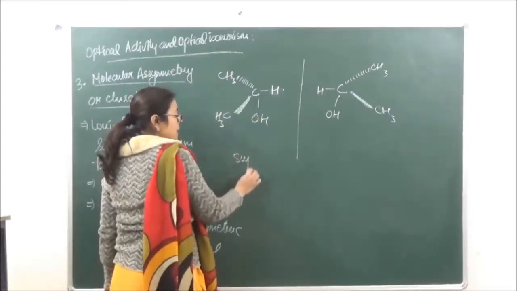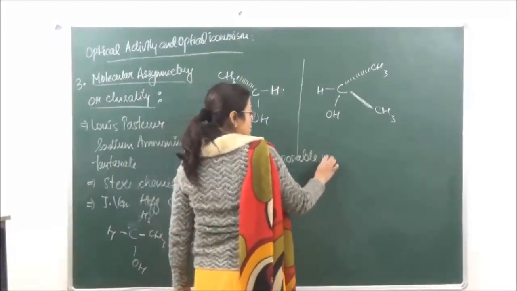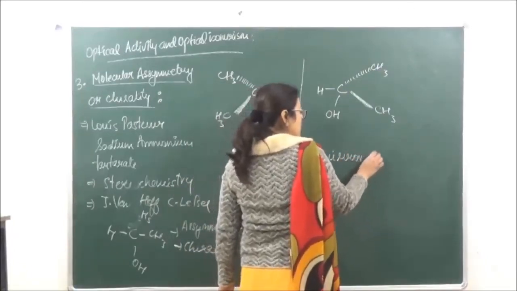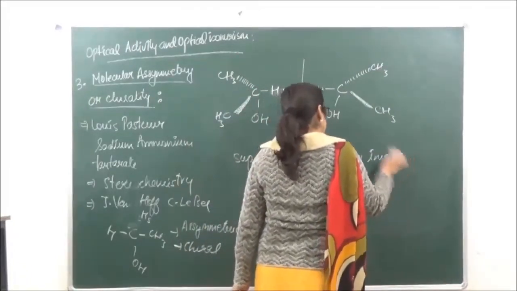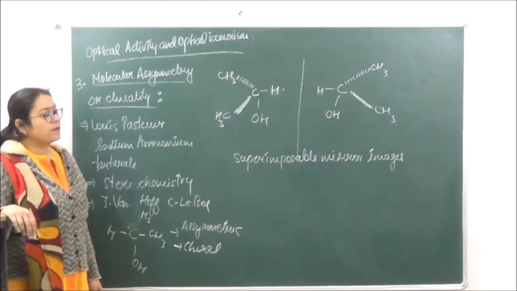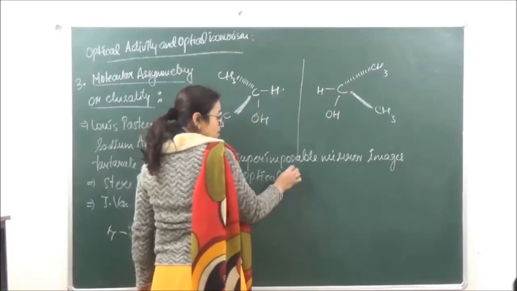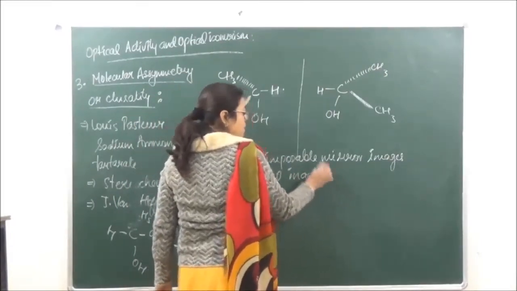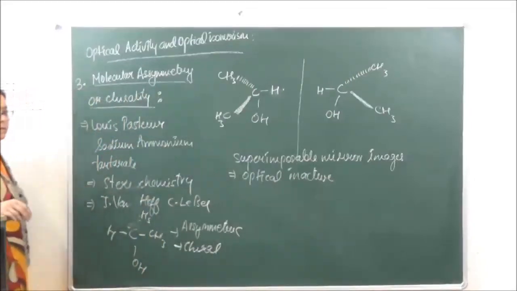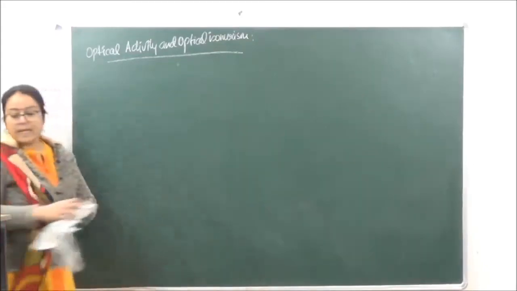So both of these, they are superimposable mirror images. So as they are superimposable mirror images, they are going to be optically inactive. Okay? As they are superimposable mirror images, they are going to be optically inactive. Let's take another example over here. So we are taking another example over here.